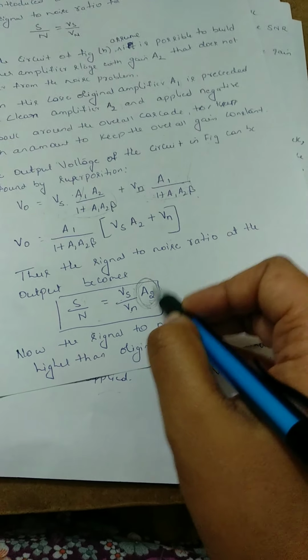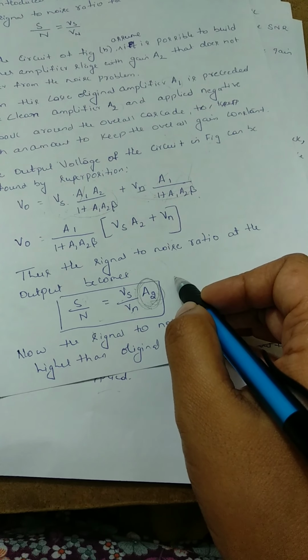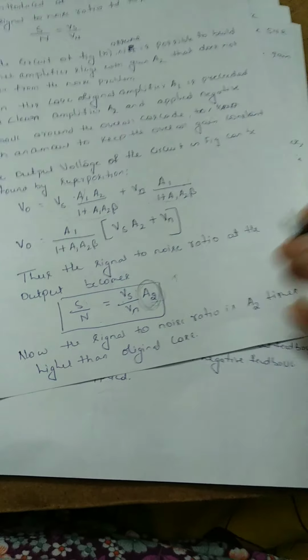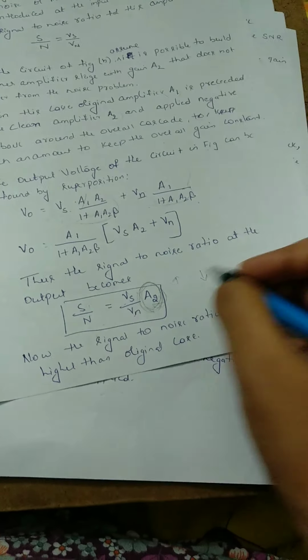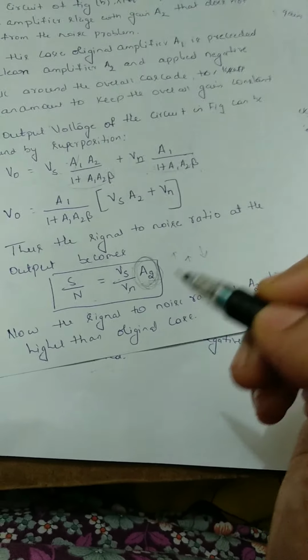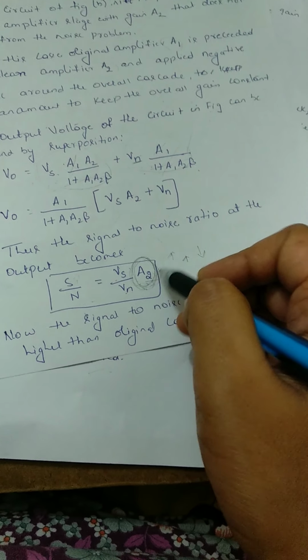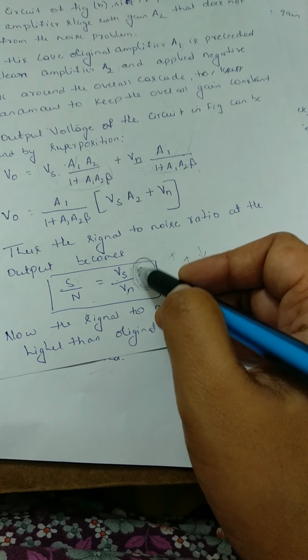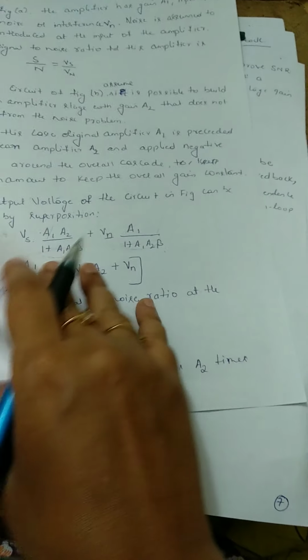Okay, so by this much amount we are increasing the signal to noise ratio, or we can say this amount of noise we are reducing, or the signal has been strengthened by this amount. So we can say the signal to noise ratio has been increased by the gain of the noise free amplifier, A2 times.